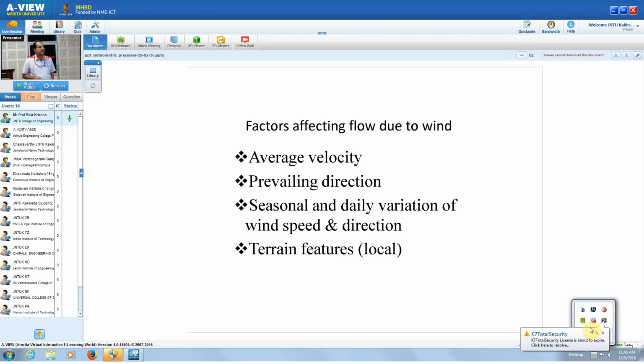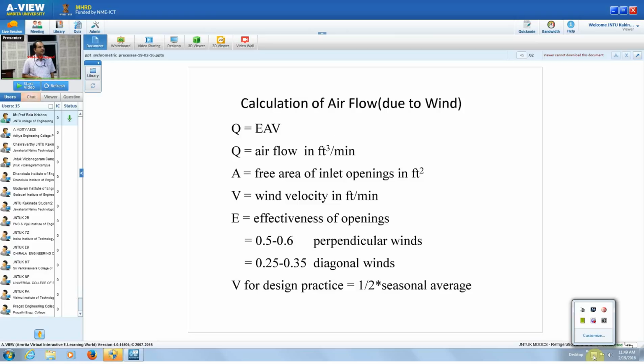Factors affecting flow are the wind velocity, that is the average velocity, the prevailing seasonal and daily variation of wind speed and direction, and the local features. Then how to calculate the airflow. We are talking about how much outside air is coming inside, the airflow due to wind. Q is E A V, where Q is the airflow in cubic feet per minute, and A is the area of the inlet opening, then the wind effectiveness of the opening. Next, these values are standard values.